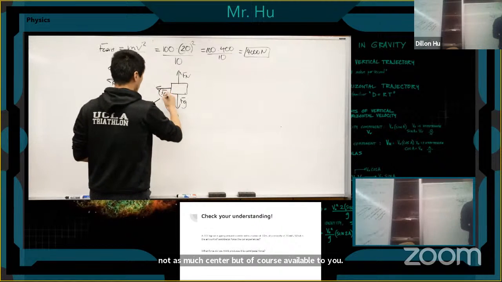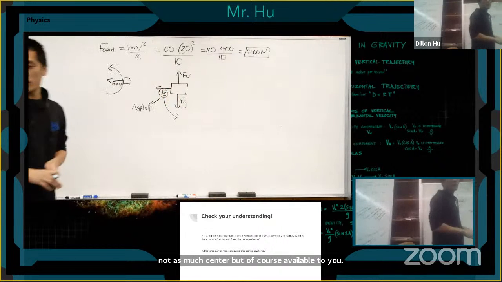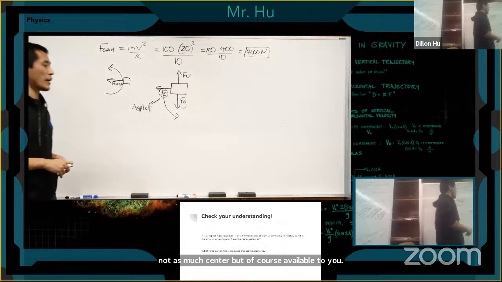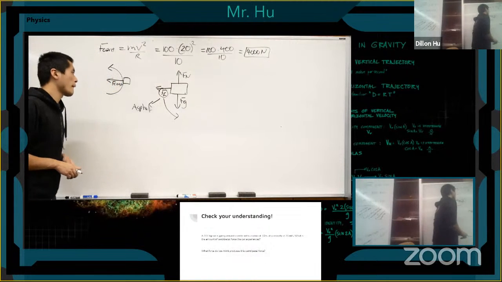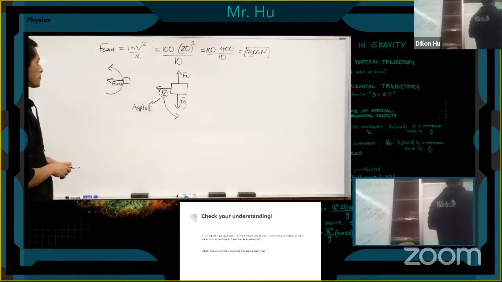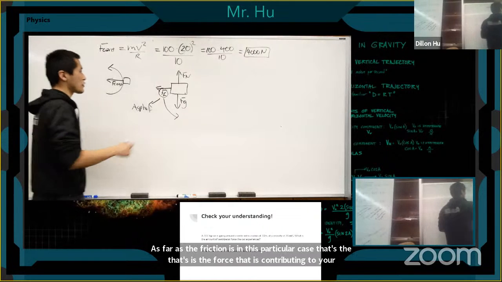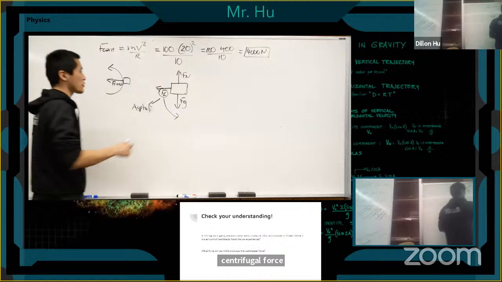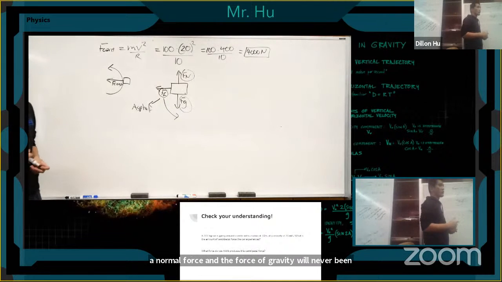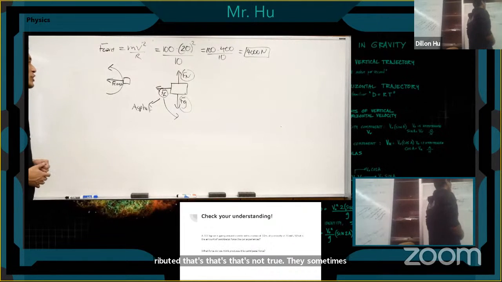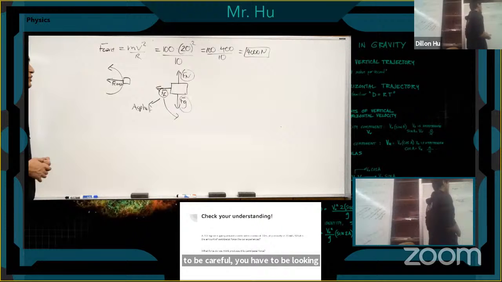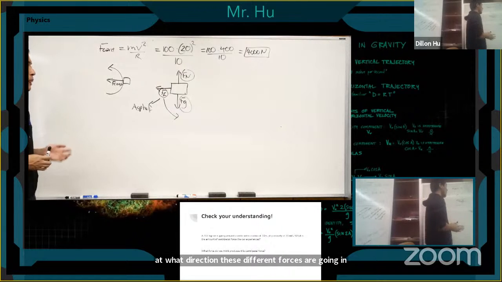So in this particular case, the force of friction is the force that is contributing to your centripetal force. Now, that doesn't mean that the normal force and the force of gravity will never contribute. That's not true. They sometimes will contribute to your centripetal force. However, you have to be careful. You have to look at what direction these different forces are going in, and you have to do a little bit of thinking yourself.